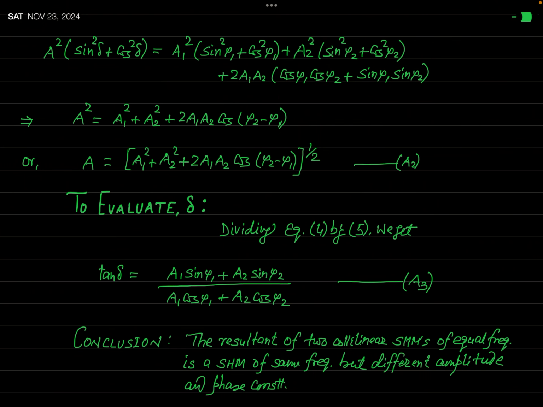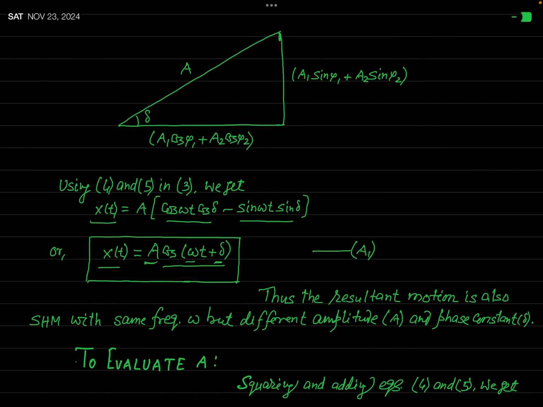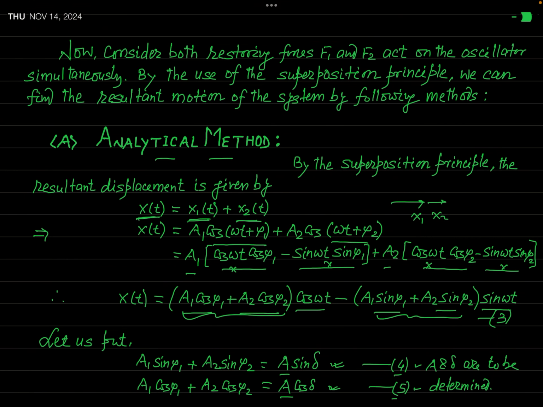So when we square, A square times sin square delta plus cos square delta will be equal to A1 square plus... Now let us see, when you square these two, the first term in equation 4 will be A1 square sin square phi 1, and after squaring equation 5 that will be A1 square cos square phi 1. So you can take A1 square as a common factor, and the remaining term will be sin square phi 1 plus cos square phi 1. Then there will be A2 square sin square phi 2 plus A2 square cos square phi 2.